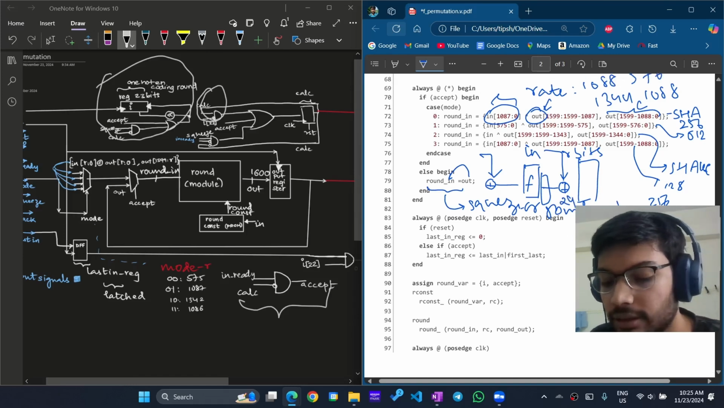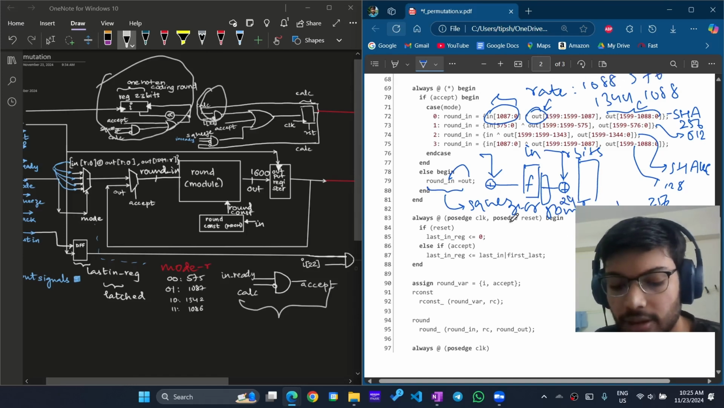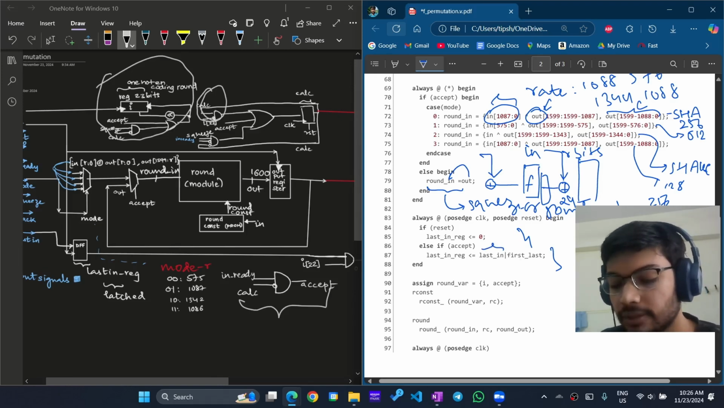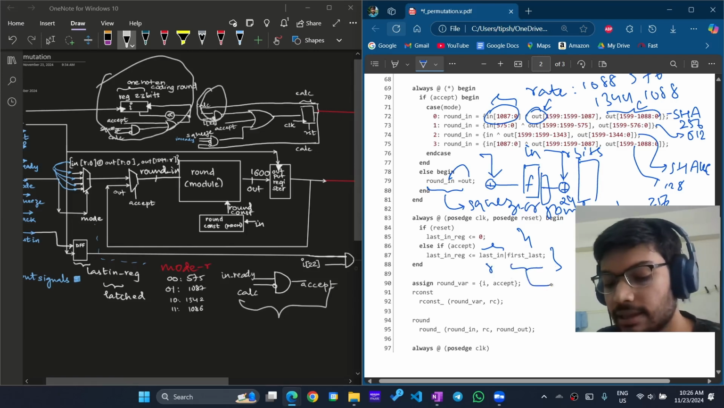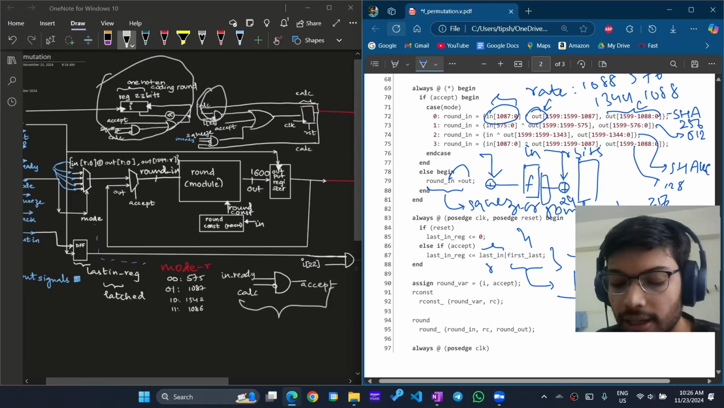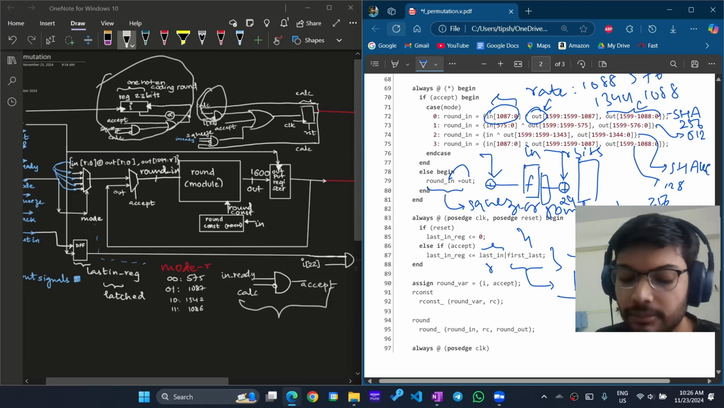24 round not done yet. Last in register is the latch I have told you about. Last in gives if it's the last chunk of the R bits which we are taking in. First last is the same pulse which is telling if this is the last input. And these both are last in based on this OR condition.